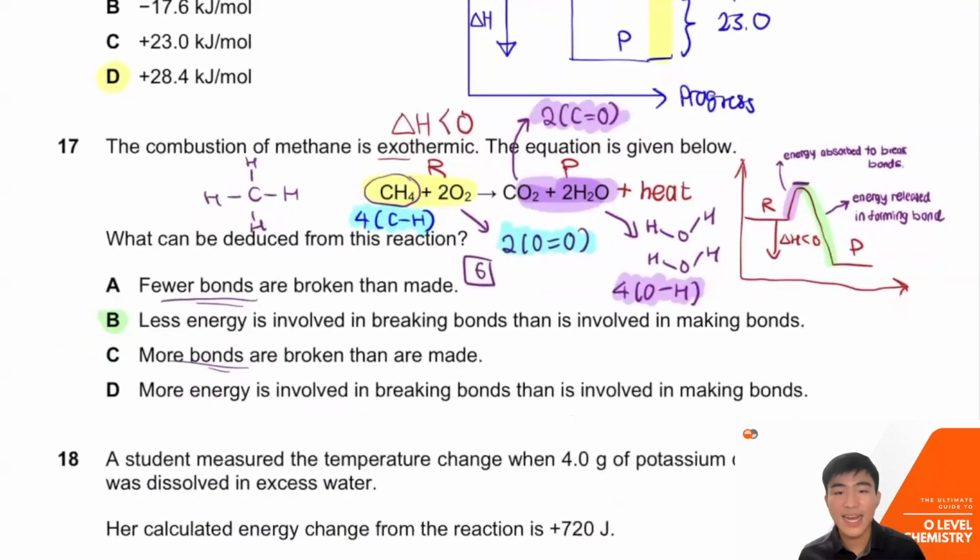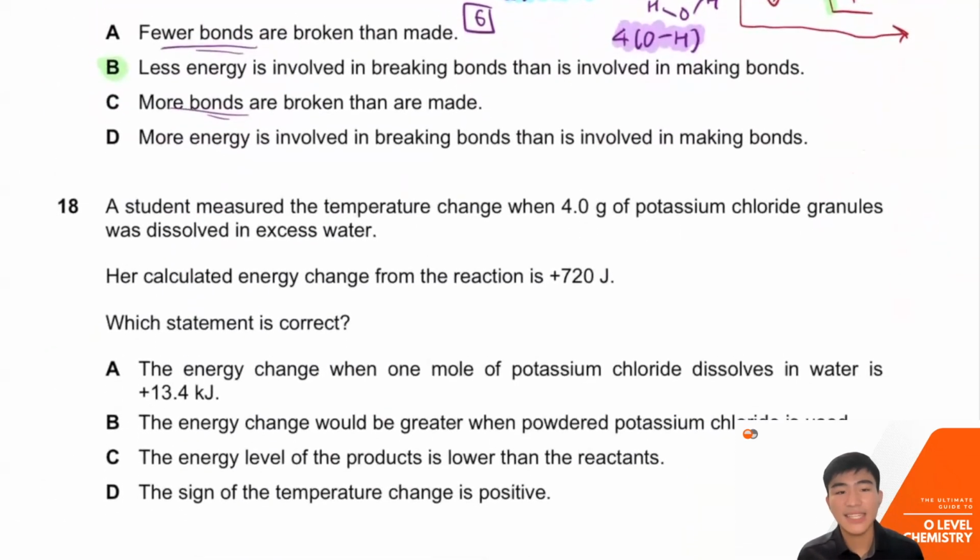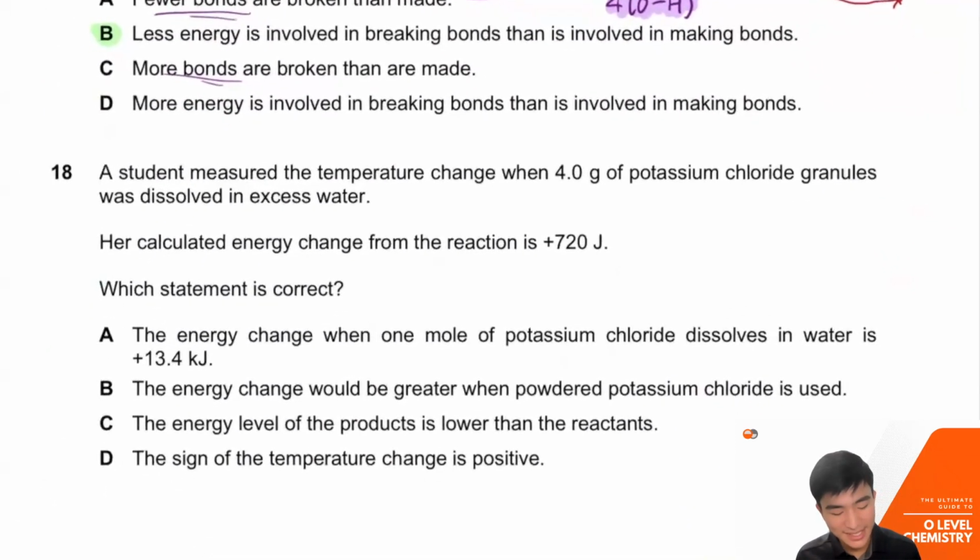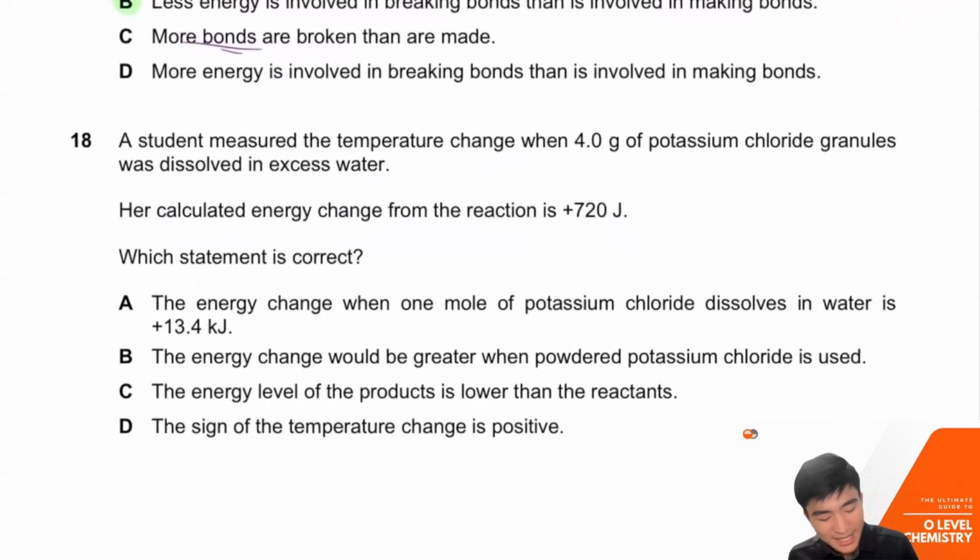Okay, now let's go down to question number 18. Okay, 2 more questions to go. Now, this one is on energy changes again. So temperature change when 4.0 grams of potassium chloride granules was dissolved in excess water. So there is an energy change of reaction of plus 720 joules.